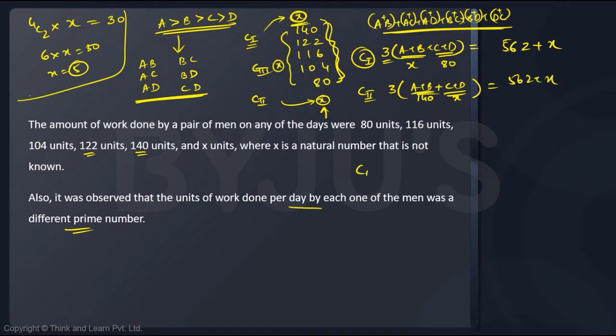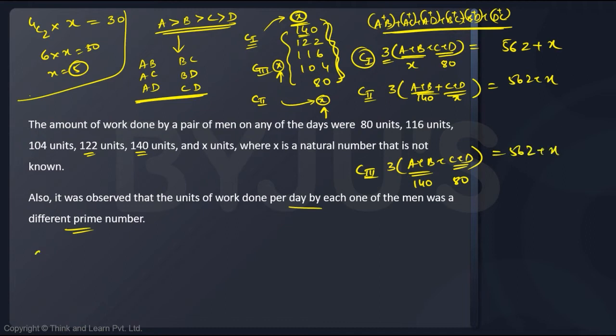And case number 3, 3 times of A plus B plus C plus D. Now if X is in between, it means it is not above 140, it is not below 80. It is in between 140 and 80, which means the topmost should be 140 and the bottommost should be 80. So this should be equal to 562 plus x. So these are the three cases.